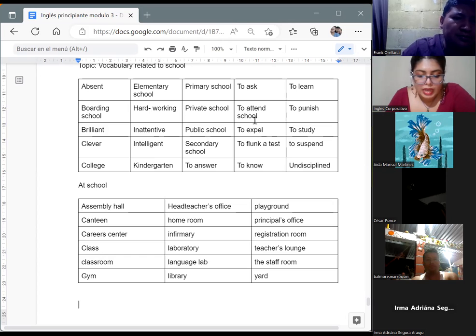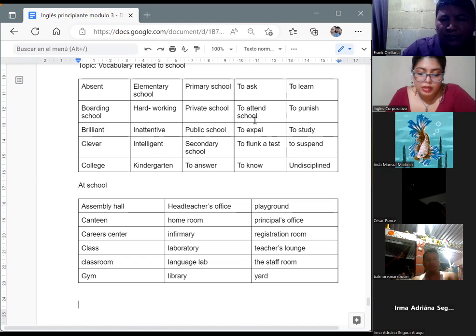Then we have the head teacher's office. In this case, we are going to see two different expressions related to the same thing. The head teacher's office es como la oficina del director. And also we have the principal's office, que es el despacho del director. Quiere decir que está refiriéndose a lo mismo. Then we have the homeroom, que es un aula, es otra manera de llamarle al classroom. Then we have the infirmary, que es la enfermería.